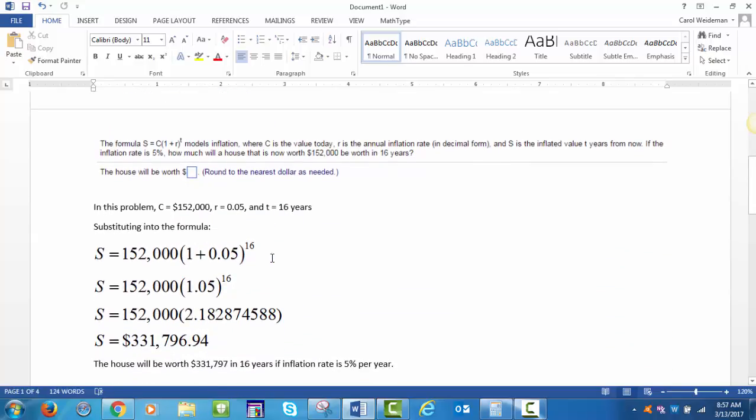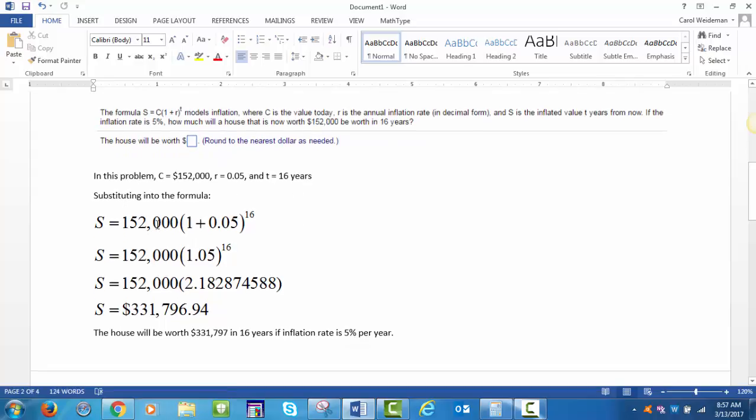The next kind of problem is a future value problem, or inflation. So we've got C, which is the value of the item today. We're going to work with a house that's worth $152,000, and we want to know how much it'll be worth in 16 years if the inflation rate is 5%. So C is $152,000, interest rate 5%, 16 years. Again, substituting into the formula that was provided for me: 152,000 times (1 plus the interest rate) raised to the number of years.